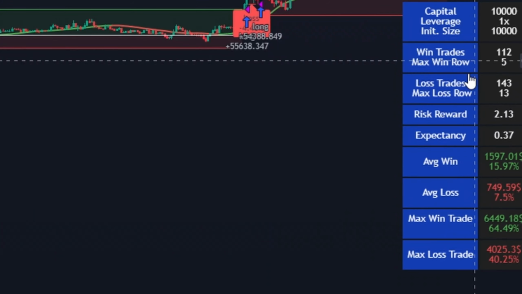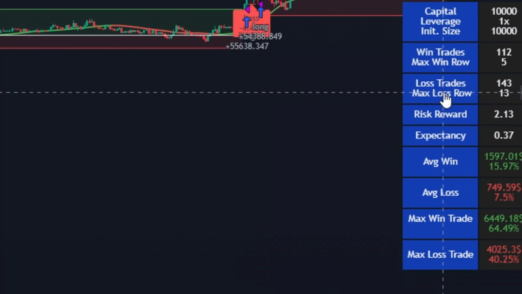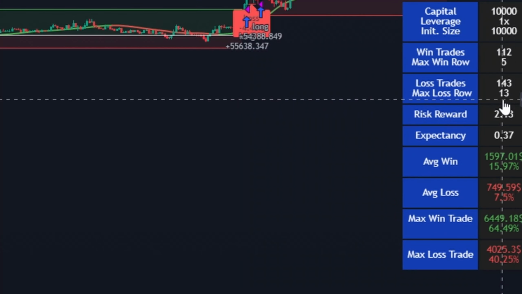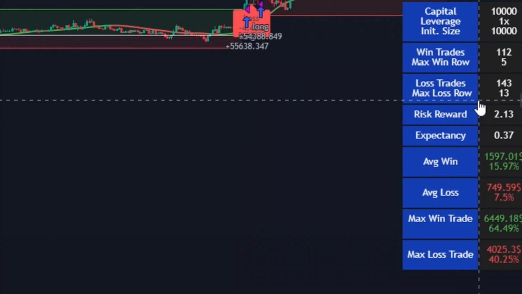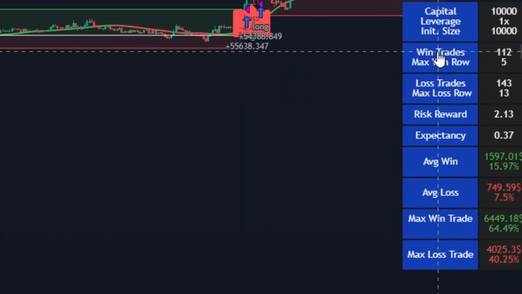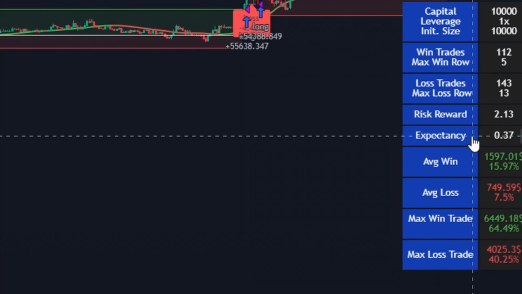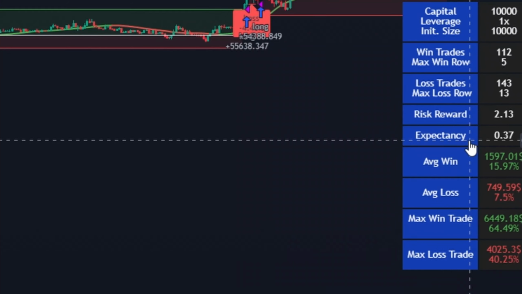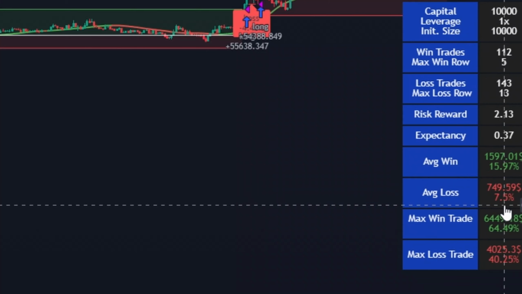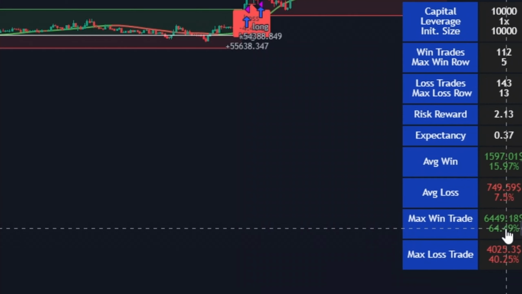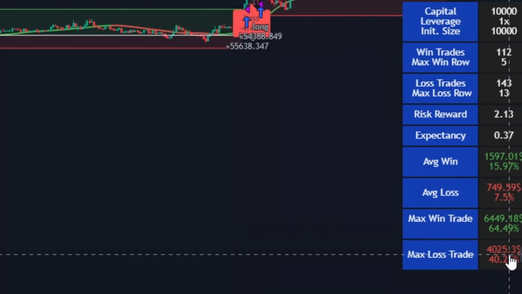Max win row 5, max loss row 13, which is not really good, but by the way, considering that we have a 2.13 risk reward ratio and 43% win rate, it's reasonable to have a higher max loss row value than the max win row value. Expectancy 0.37, which is really good. Average win 15.97%, average loss 7.5%, max win trade 74%, and max loss trade 40%.